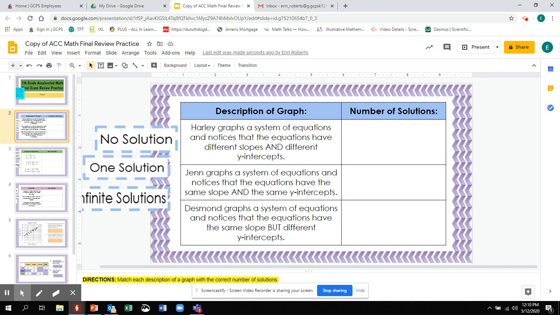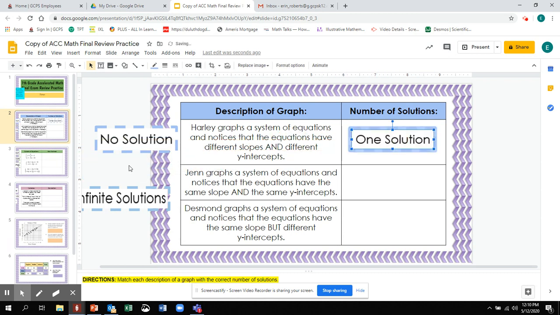Our first slide asked us to find the number of solutions for each system. First, it says Harley graphs a system of equations and notices that the equations have different slopes and different y-intercepts. Because these graphs have different y-intercepts and different slopes, that means that they are both changing at different rates and starting in different places. At some point, those two lines will intersect with each other. Because they will intersect, they will only intersect in one place. That gives us one solution.